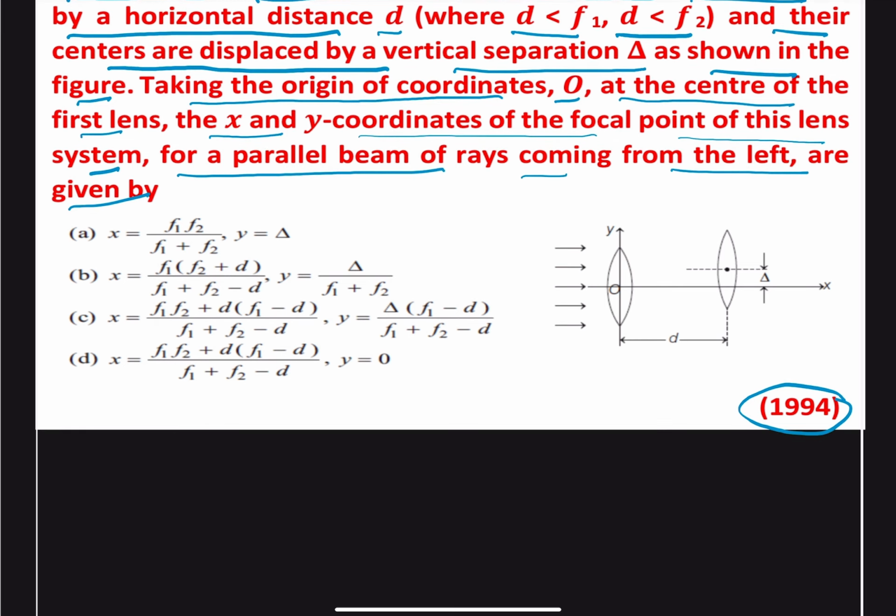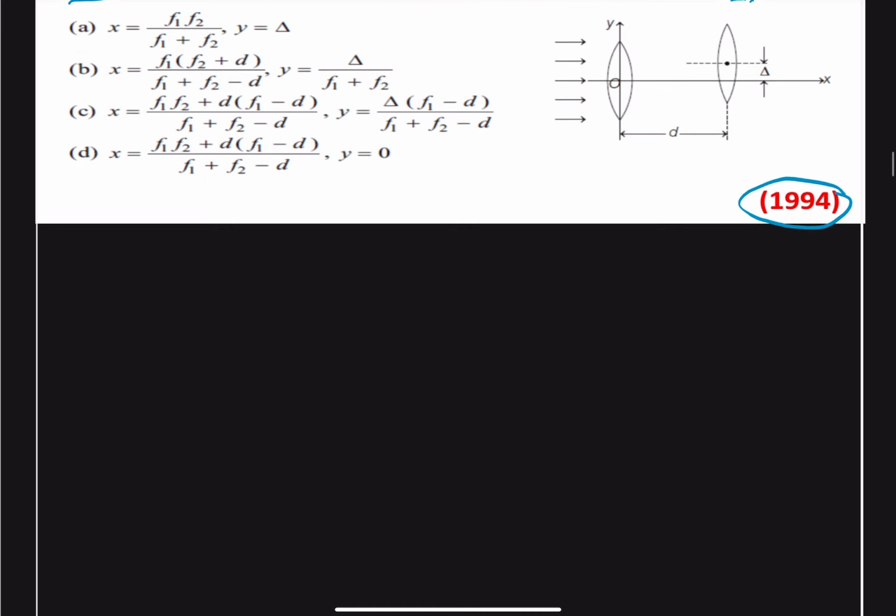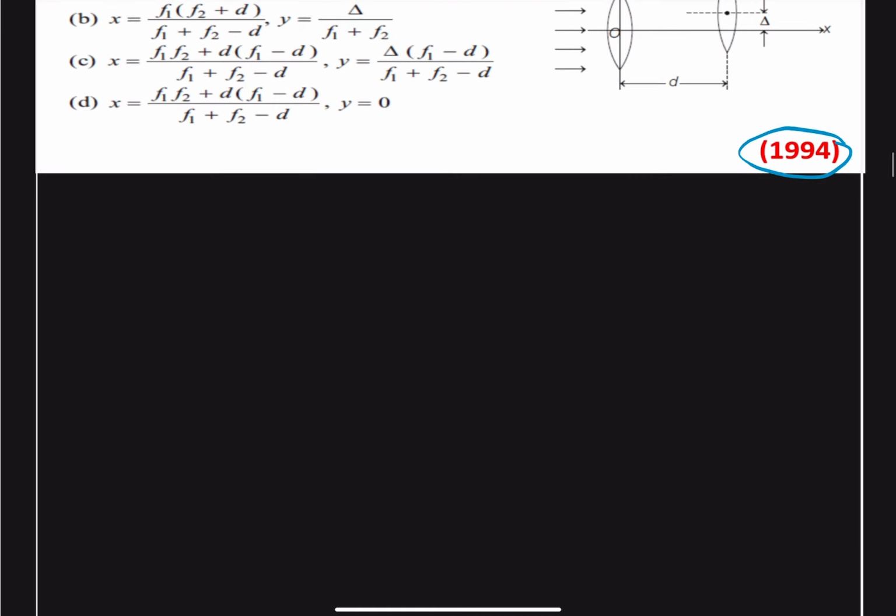So we have two lenses, and let us call this lens L1 and this lens L2. And we have to find out the coordinates of the focal point, that is its x coordinate as well as y coordinate. We are given d as the distance between them, and let us draw an approximate figure for that and try to sort out what it actually means.